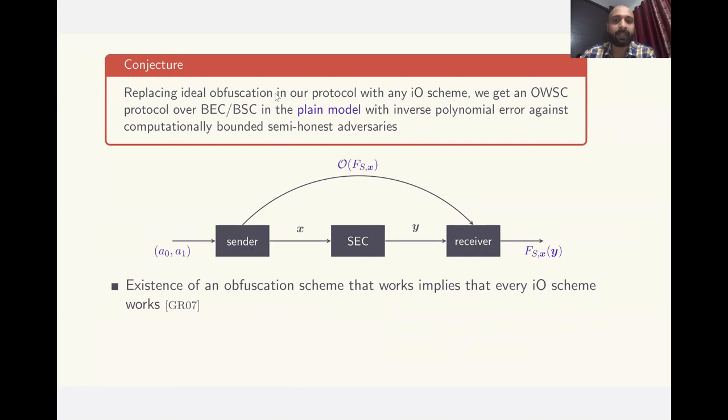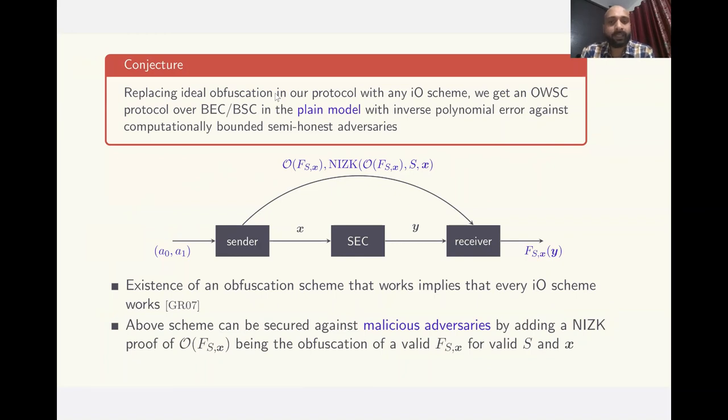This leads us to the following highly plausible conjecture. Replacing ideal obfuscation with any IO scheme in our protocol results in an OWSE protocol over BSC or BEC in the plane model with inverse polynomial error against computationally bounded semi-honest adversaries. It turns out that in the plane model, assuming the conjecture, we can actually obtain security against malicious adversaries also. However, using ideal obfuscation, we could only claim security against semi-honest adversary.